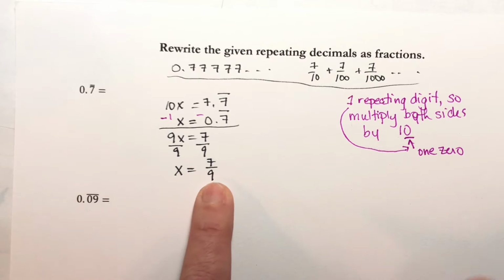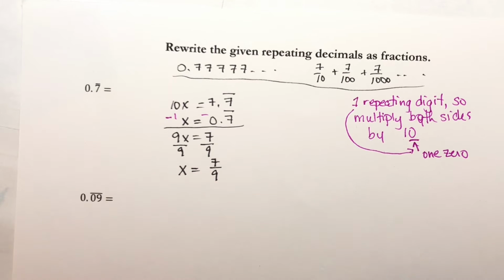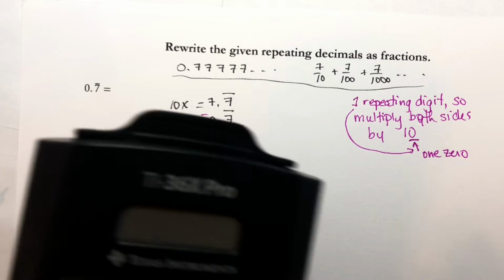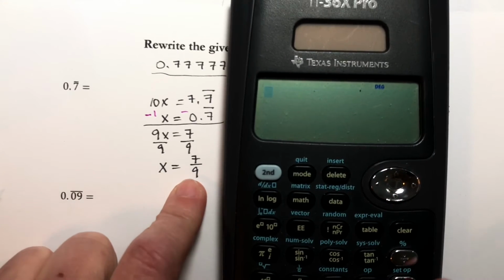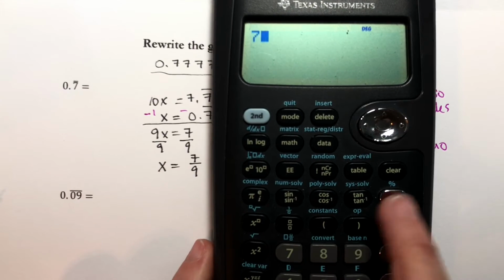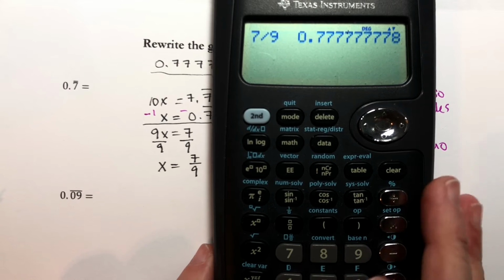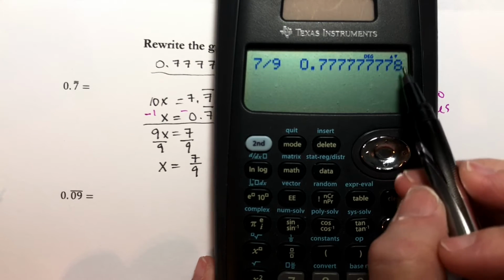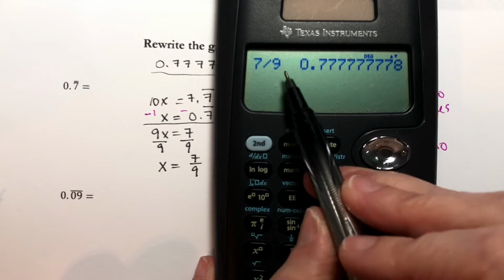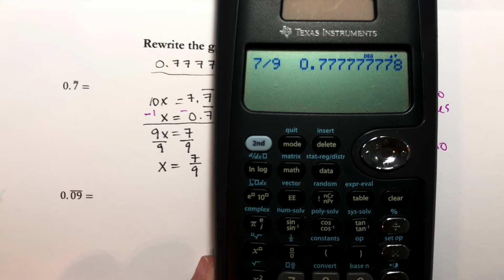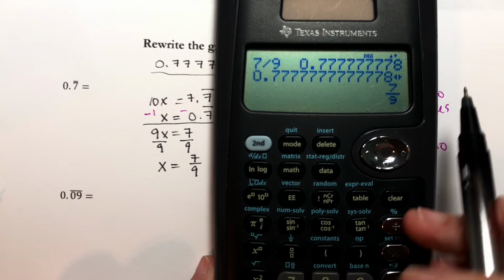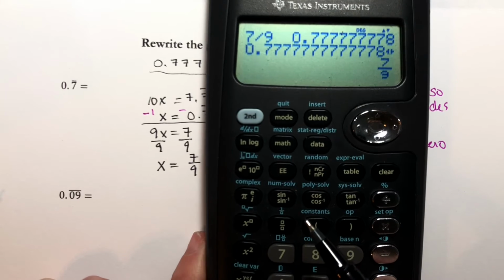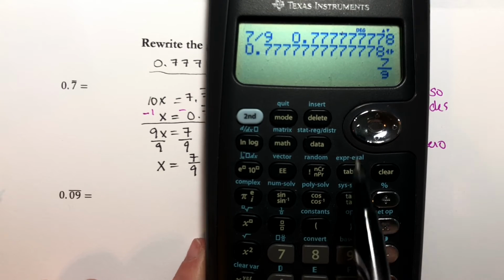0.7 repeating is 7/9. You can use your calculator to check this. If I do 7 divided by 9, I get 0.7 repeating. It rounded that last digit. So you can see that this is the same. If I do the conversion, it's going to give me 7/9.